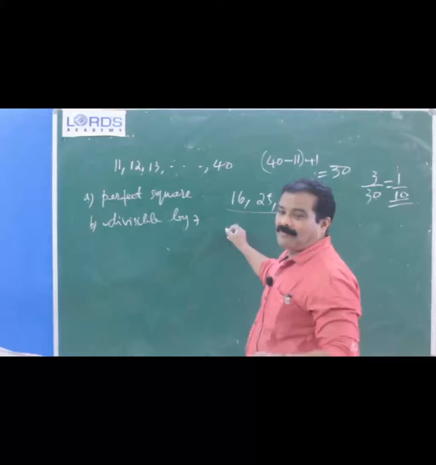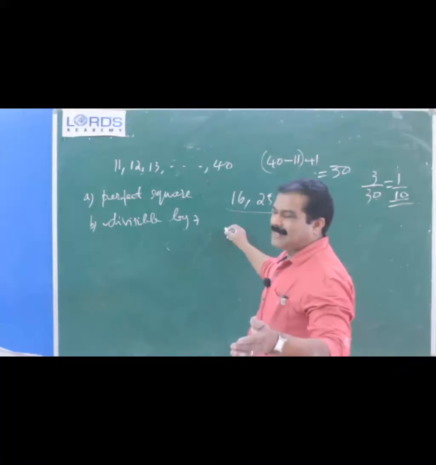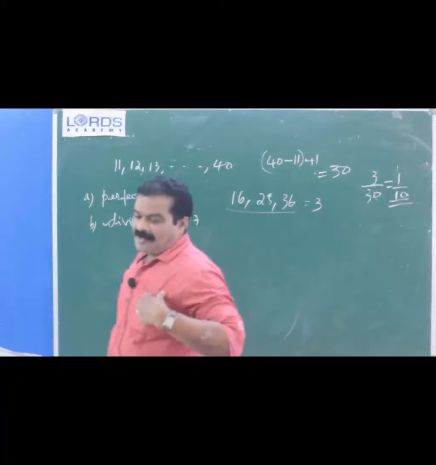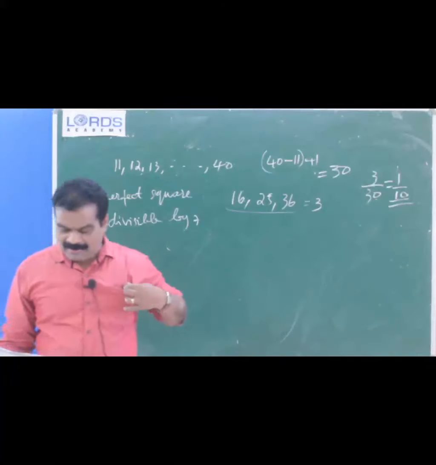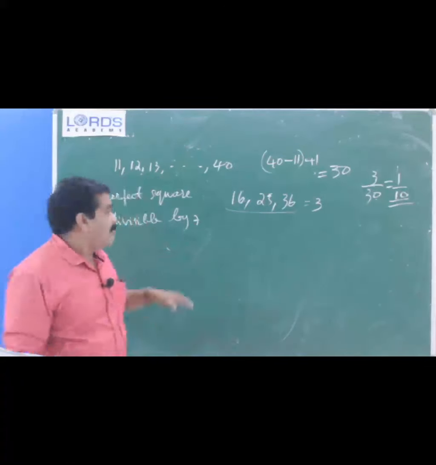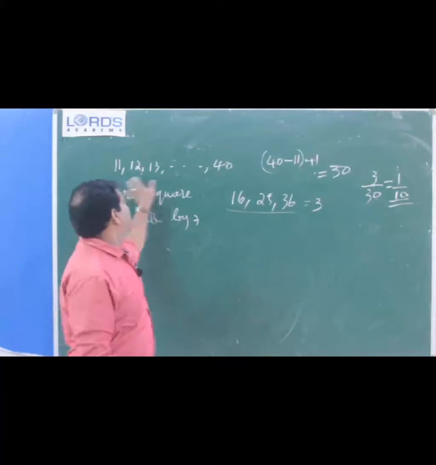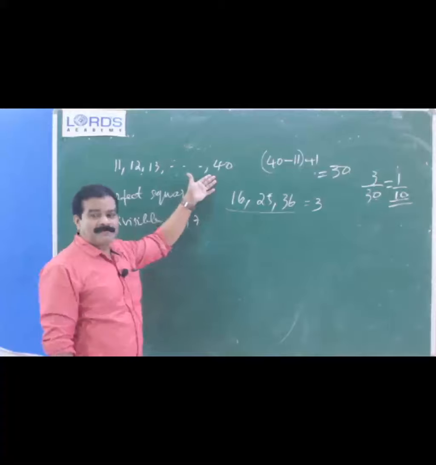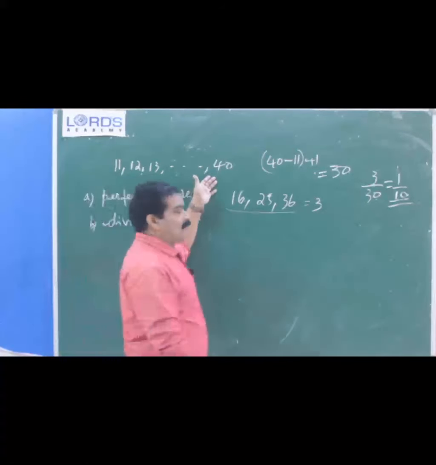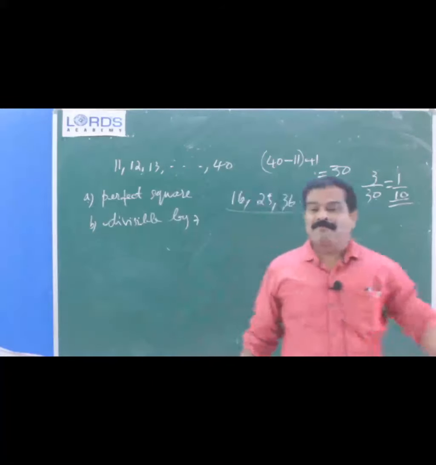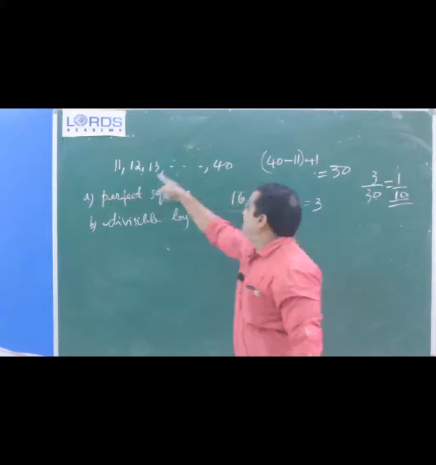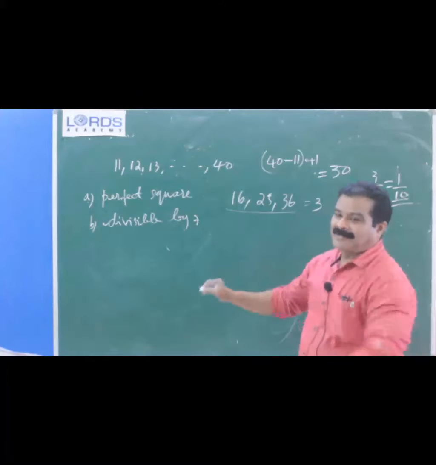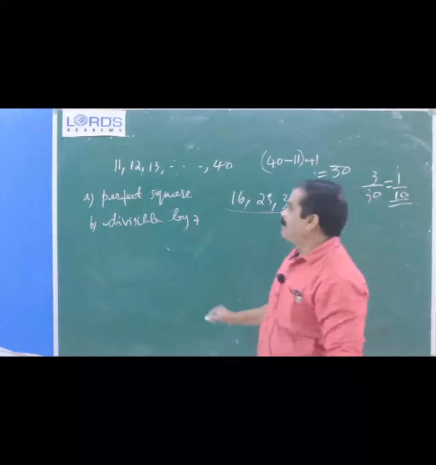But please louder, please. Give me, how many multiples of 7 are there between this? Divisible by 7 means there should be a multiple. Which are they? Multiples of 7 between 11 and 40. Give me that. Can you say?